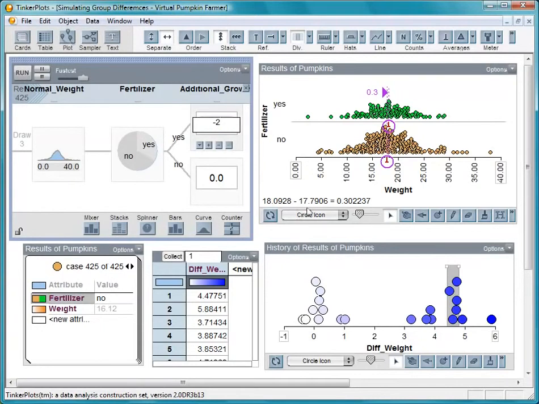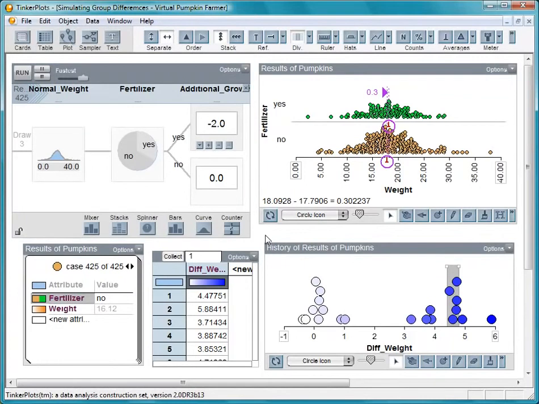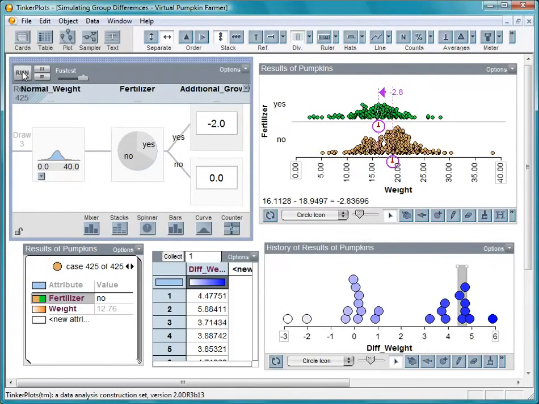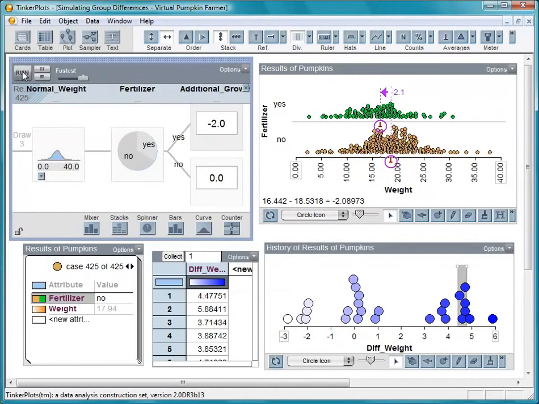That's some bad fertilizer. Again, if we anticipate what should happen, the center of the distribution of fertilized pumpkins ought to be shifted about 2 pounds lower than the normal distribution. When we run this sampler, the differences do indeed clump around negative 2, as we expected.